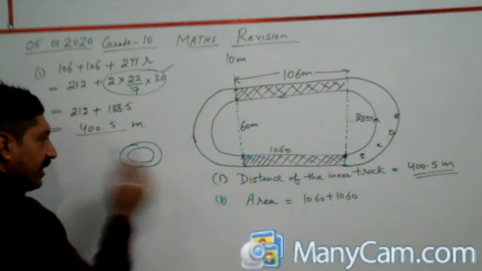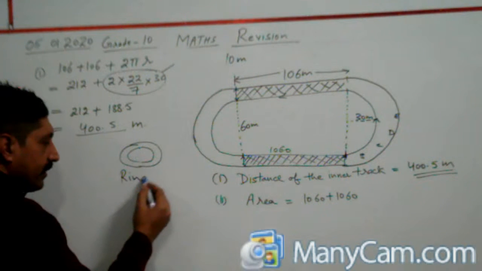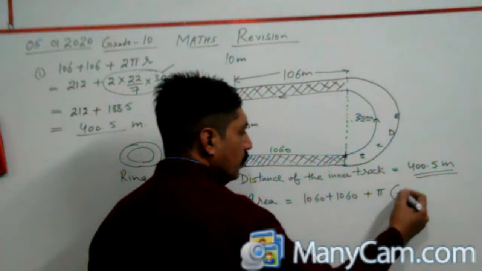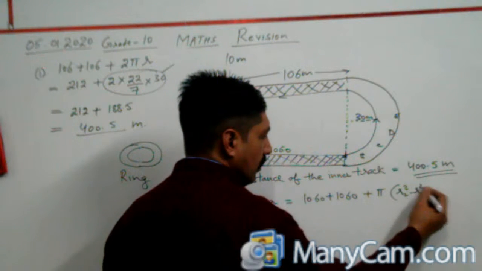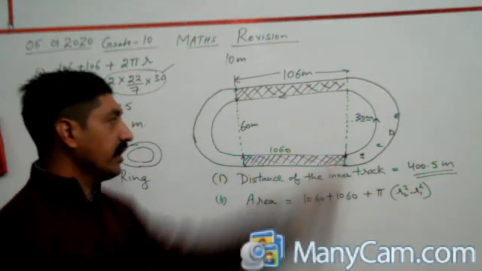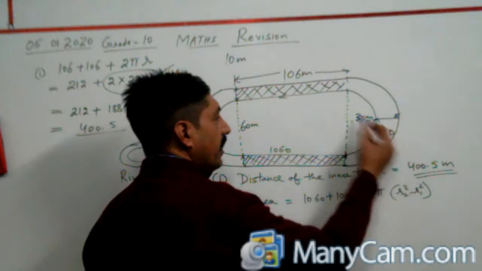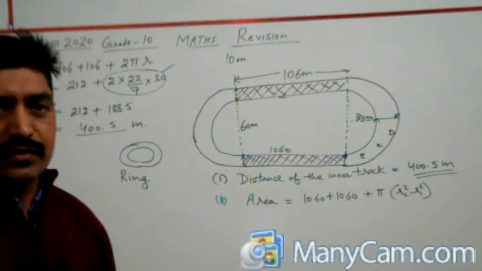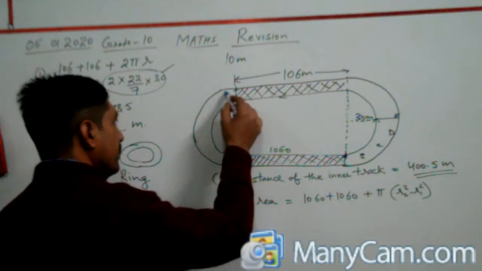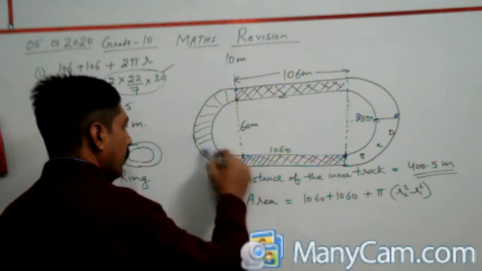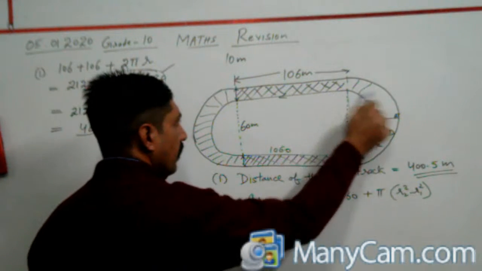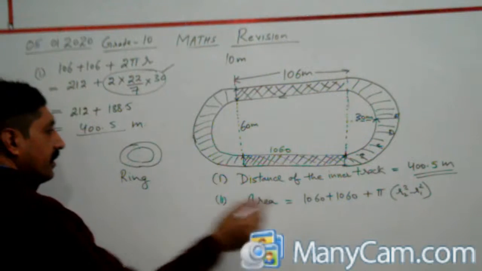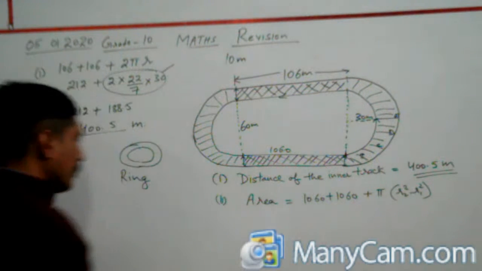They will make a ring, and we know the area of a ring. Area of a ring is equal to pi times r2 square minus r1 square. R2 is 40, this distance is 40 here, and R1 is 30. So this is the area of the ring here. Pi is 22/7.